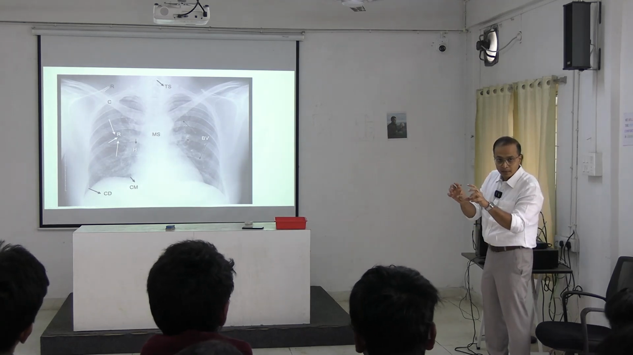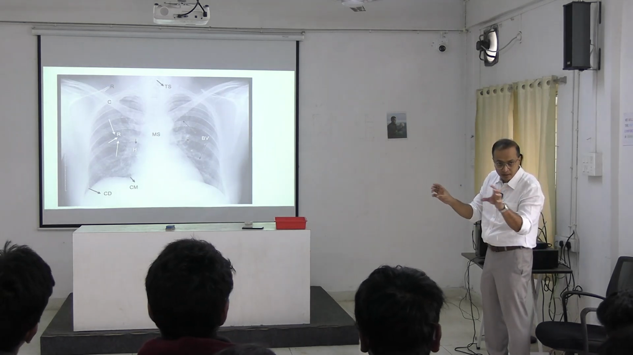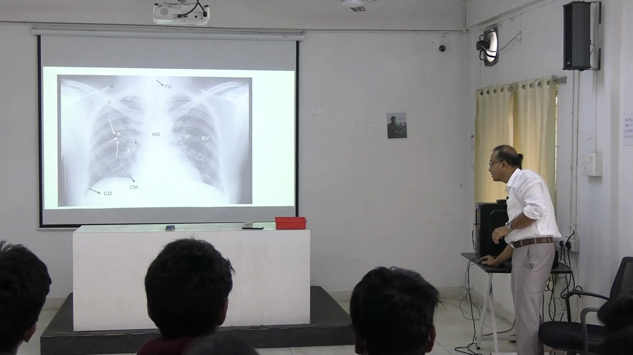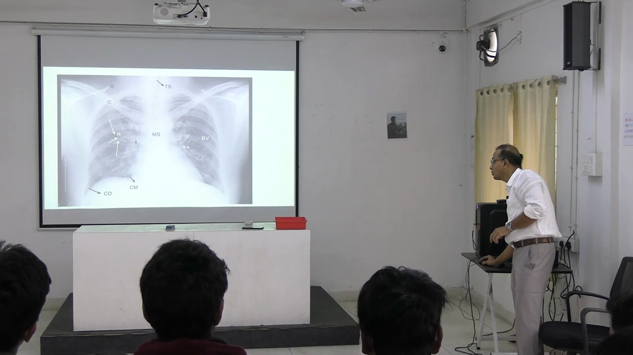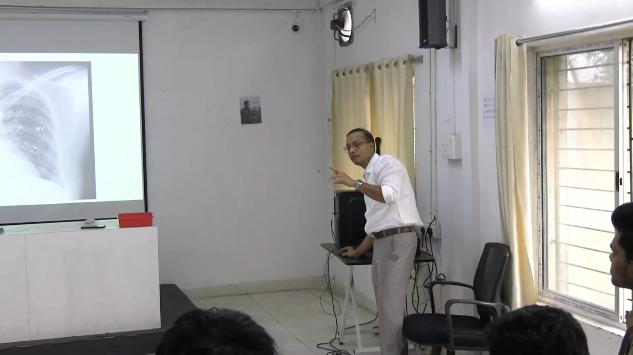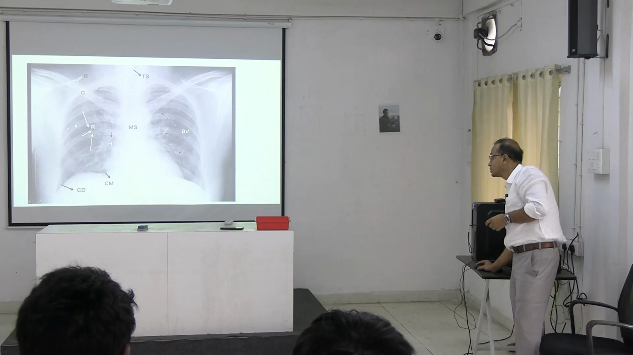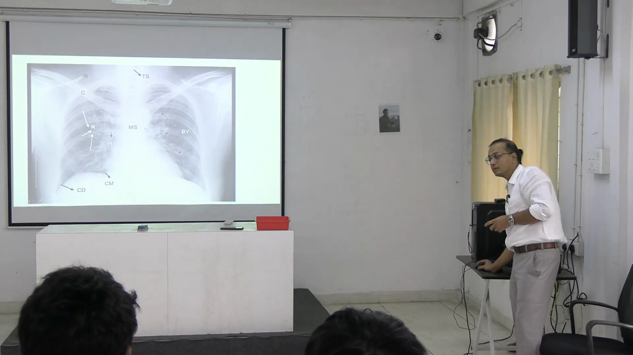The more you go from the mediastinal region to the peripheries, these markings become faded. Here you see that this is quite dense, right? So, this region of the lung corresponds to what part of the lung? The door of the lung. The door of the lung we call the hilar region. So, this region we call the hilum region of the lung.